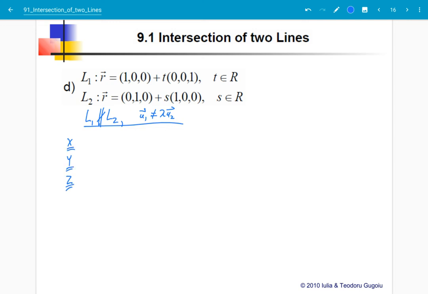So we have 1 is equal to s. We have 0 is equal to, okay, right away we have something that can't work. We have t is equal to 0. This is a falsehood, right? So line 1 and line 2 are skew. No solution.